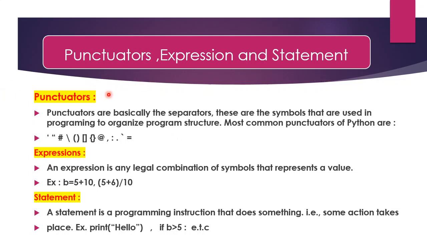Now, what are the punctuators? Punctuators are basically the separators. These are the symbols that are used in programming to organize the program structure. Most common punctuators are single quotes, double quotes, comma, semicolon, parenthesis. All these are the punctuators. Generally, punctuators are the separators.